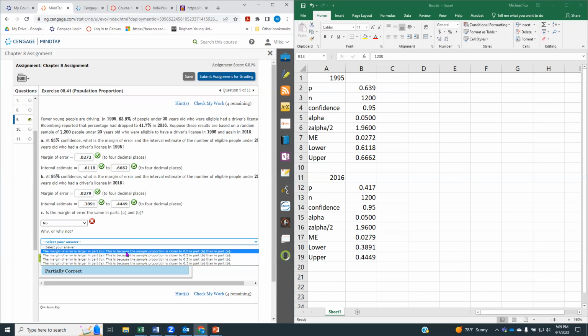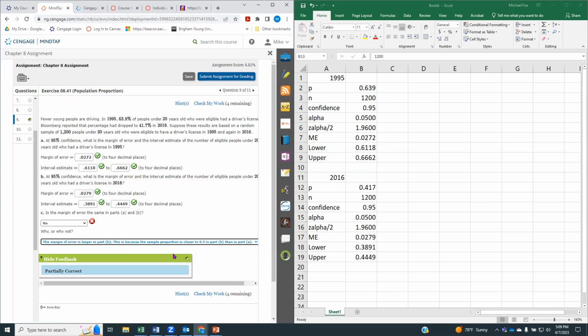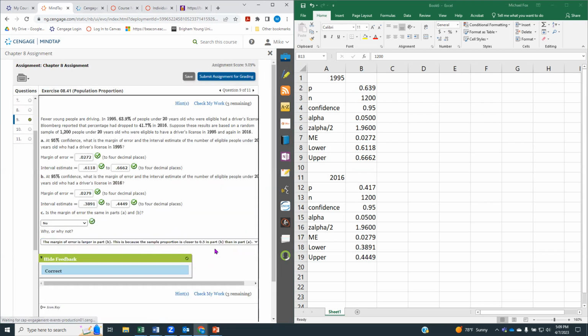And it's because the sample proportion is closer to 0.5 in B than it is in part A, or vice versa. So if we look at our proportion of 0.417, which is what it was in part B, that is only 0.083 away from 0.5, and 0.639 is 0.139 away. So we're going to say our sample proportion is closer to 0.5 in part B than part A. So we're going to choose that one. We'll check our work and we're good.